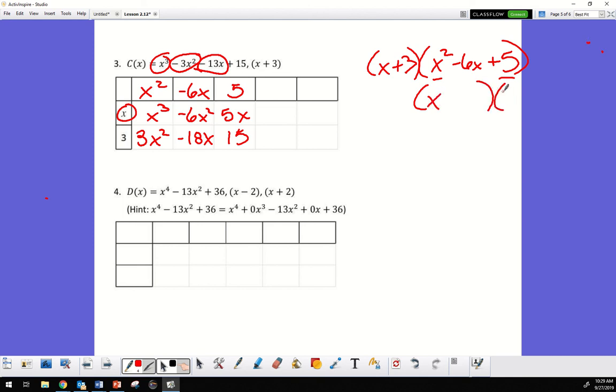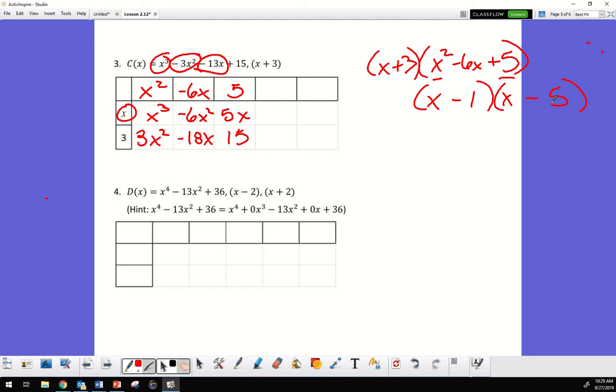So the two numbers that multiply to be positive 5 add together to be negative 6. So it's 5 and 1 to get this, right? But since they're both negative, it's going to be a negative 5 and a negative 1. So minus 1 and minus 5. There we go. So that's factored all the way out now.